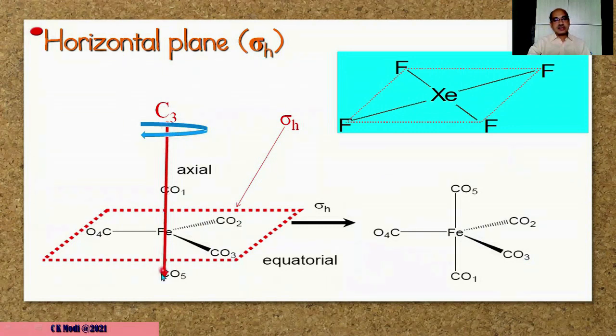And this is the rotation axis, the C3 axis or principal axis, which is passing through the center of that molecule and which is perpendicular to this plane. Therefore, this plane is called a horizontal plane.